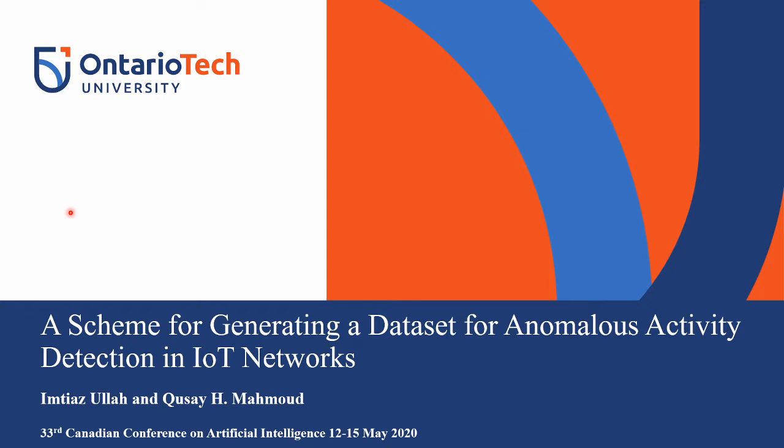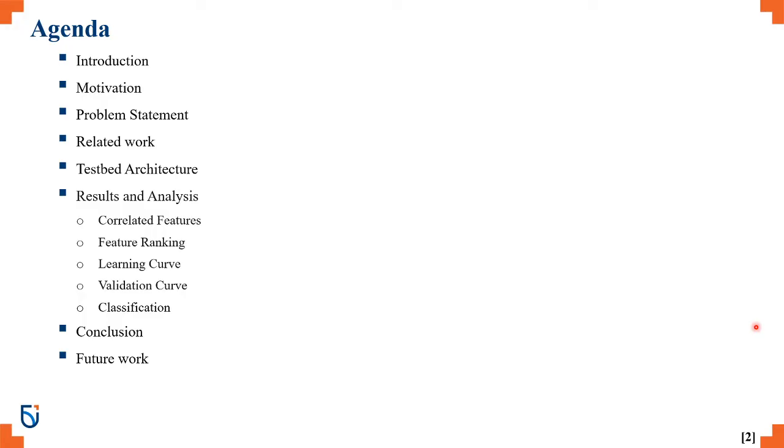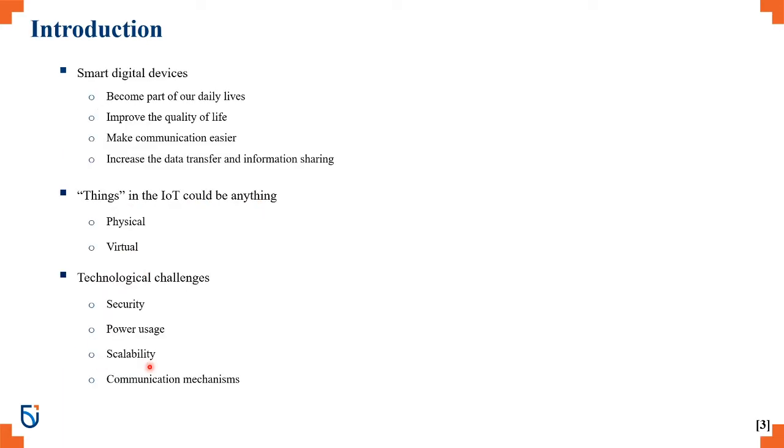Today I am going to present my paper, A Scheme for Generating a Dataset for Anomalous Activity Detection in IoT Network. Let me start with the agenda for today's presentation: introduction, motivation, problem statement, related work, testbed architecture, result and analysis, correlated feature, feature ranking, learning curve, validation curve, classification, conclusion, and future work.